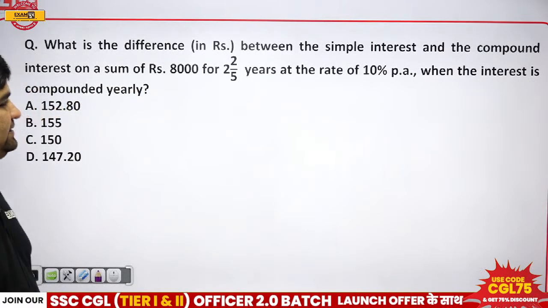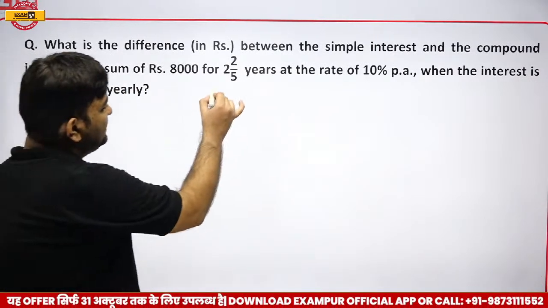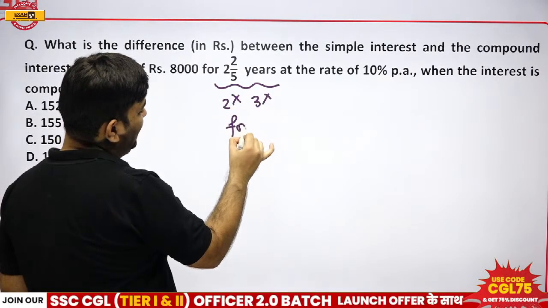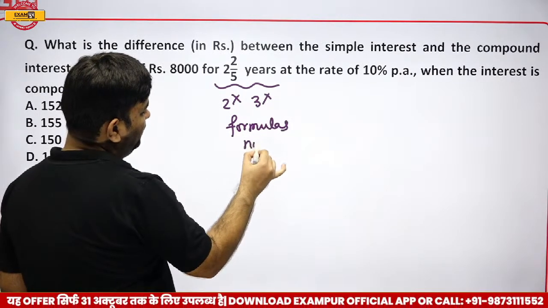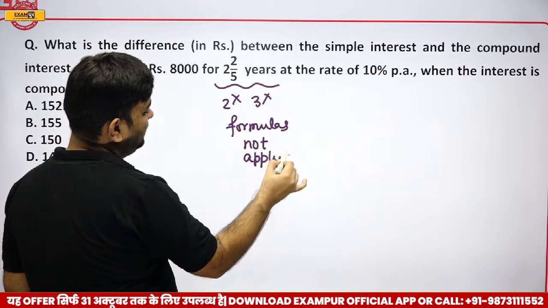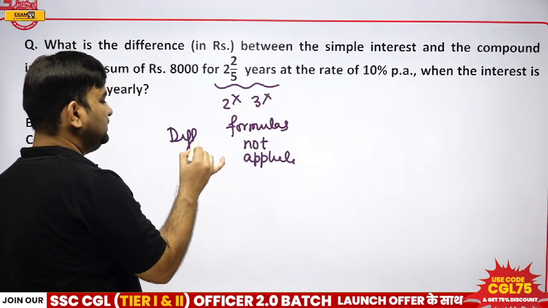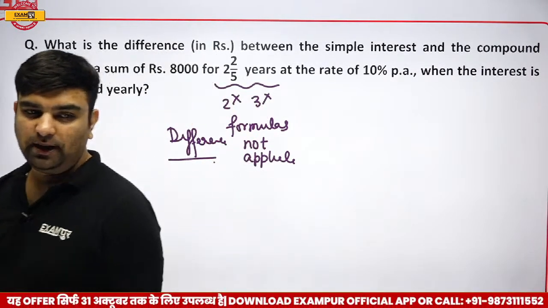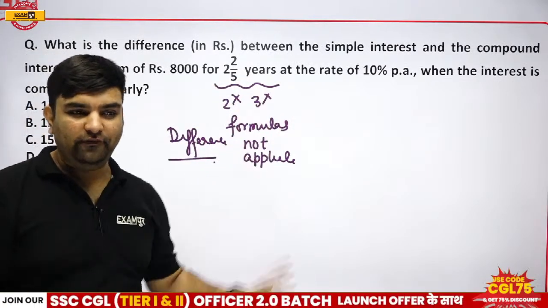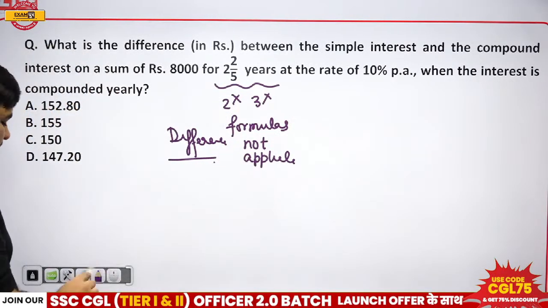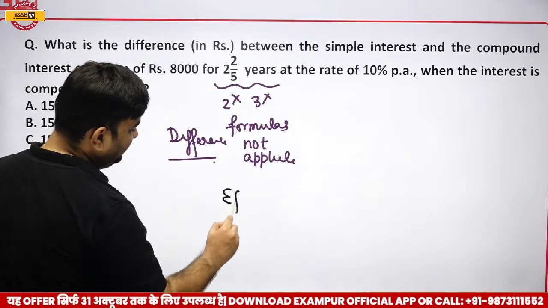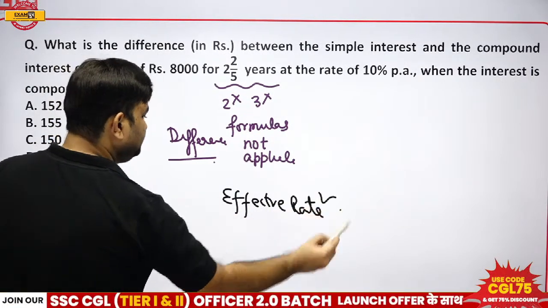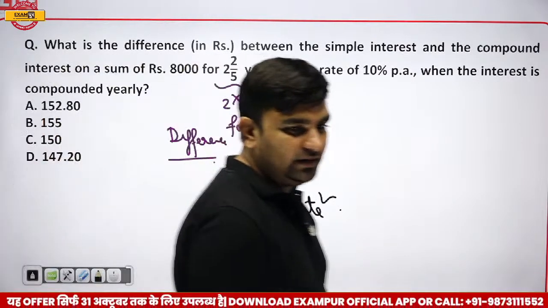What is the difference between the SI and CI? Here the years are not 2, not 3, so the difference formulas are not applicable, because time is 2.5 years. So we will have to go for the effective rate.